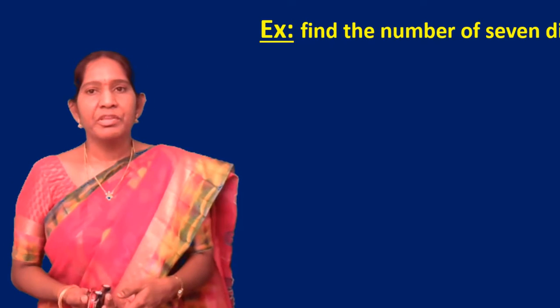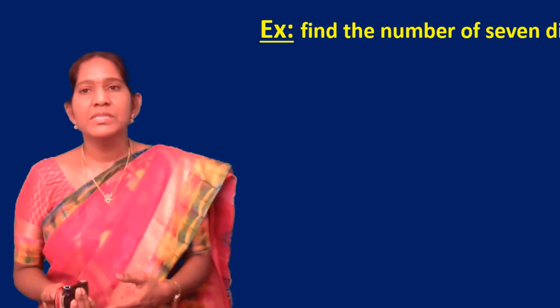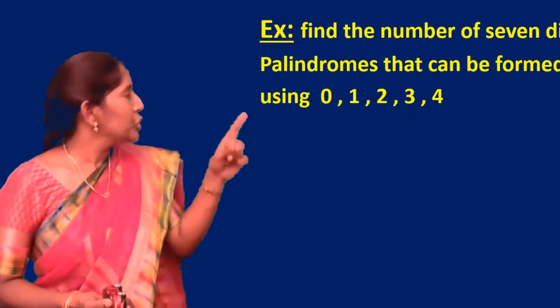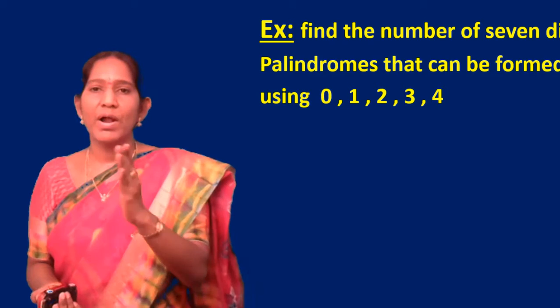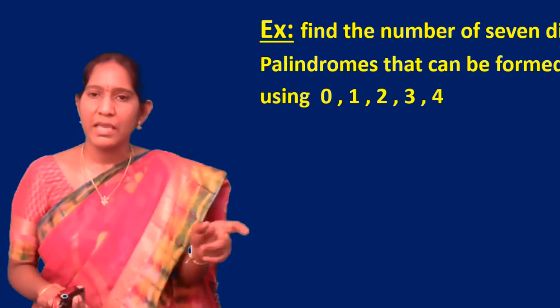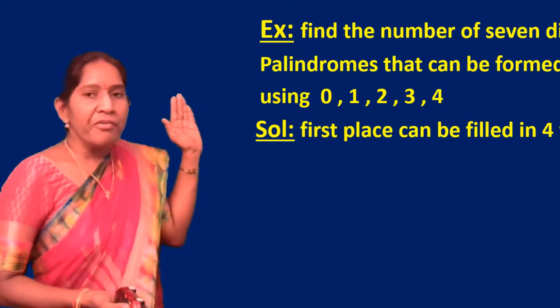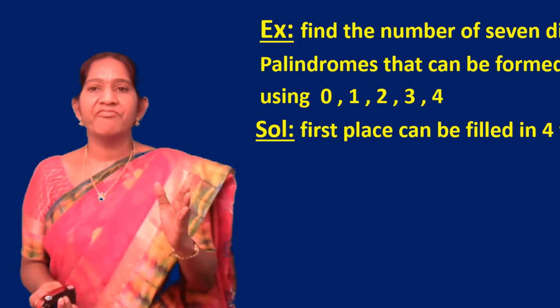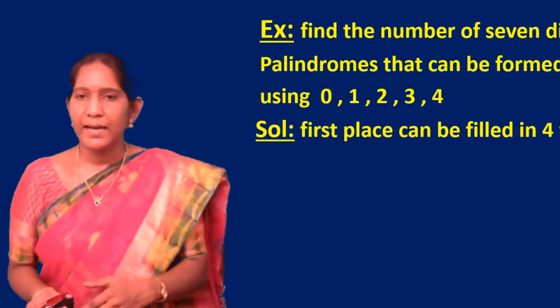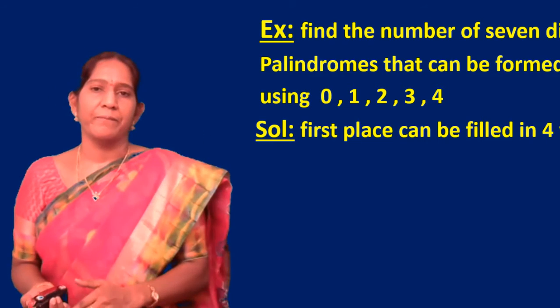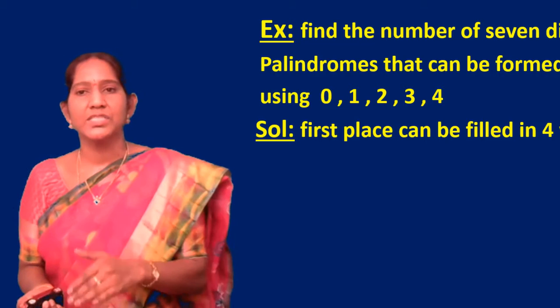See this example: find the number of 7-digit palindromes that can be formed using the digits 0, 1, 2, 3, 4. Among the given digits there is 0, so the first place can be filled in 4 ways. Here r equals 7 and n equals 5.